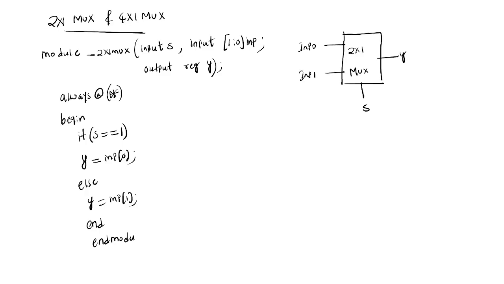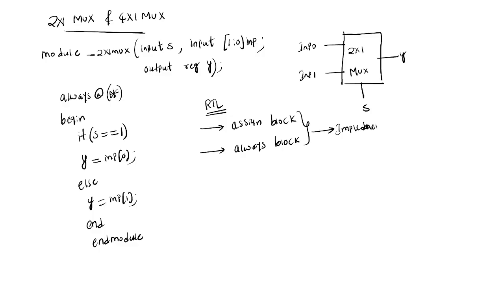End module. So when you are writing the code, we need to write synthesizable RTL. We need to write within the assign block or within the always block. We already discussed these, they are procedural blocks. By using the assign block and always block, we can implement the code you are writing into hardware.